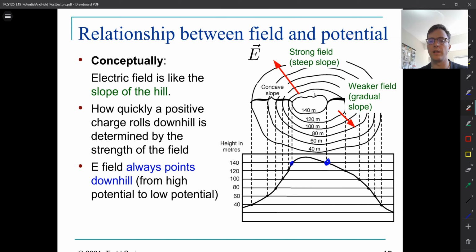And you can see where the lines are more closely spaced, I've got a steeper slope, and where the lines are further apart, I have a more gradual slope. So the electric field is stronger over here and weaker over here. And right over this part here is where it's the strongest.